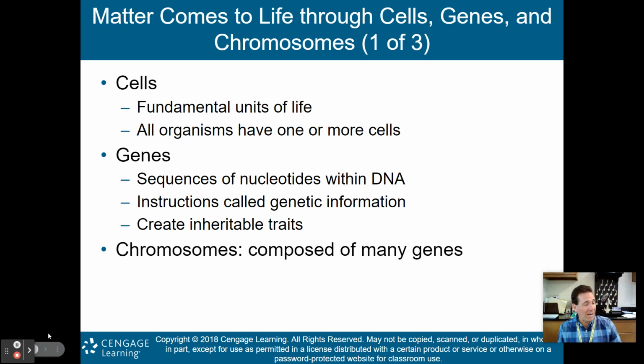All right. Matter from life comes through cells, genes, and chromosomes. So again, I know you did some of this in living environment. We're going to kind of review it now in this chapter. So what are cells? Cells are the fundamental units of life. All organisms have one or more cells. What are genes? Well, genes are sequences of nucleotides within DNA, and these are the instructions that we call genetic information that create the inheritable traits that all organisms possess. What is a chromosome? Well, a chromosome is something that is composed of many genes. So that is a chromosome.